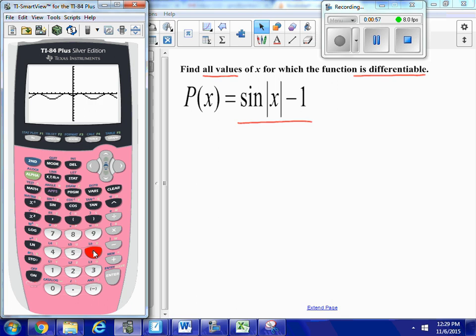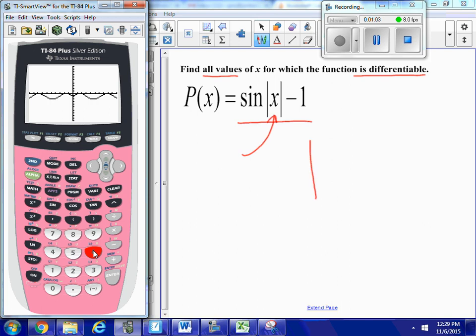Thinking about my absolute value function, I know that the absolute value function has a corner at 0, and that is a non-differentiable spot. Now, I'm not looking at the absolute value function, I'm looking at the sine of the absolute value function. But looking at my graph over here, every place other than 0 looks to be pretty good. I'm guessing that I'm going to have the biggest problem right there at 0 for differentiability.